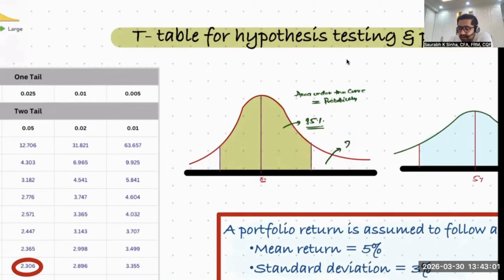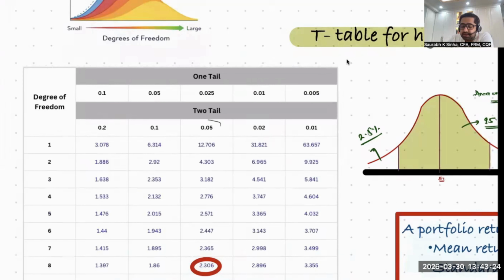So area in this tail is 2.5%, area in this tail is 2.5%. So my question is, even the example given, saying 95% probability in the body, it is very simple to convert it into the probability in the tail. So two tail combined area is what? 5%.